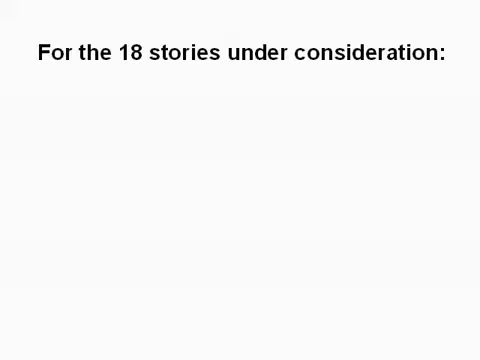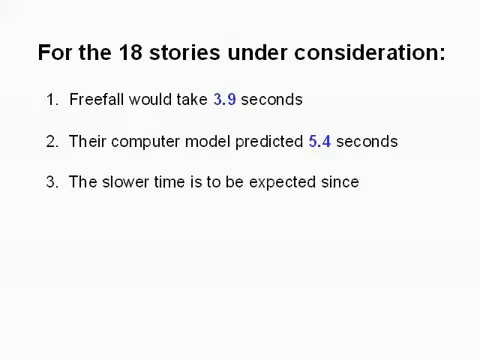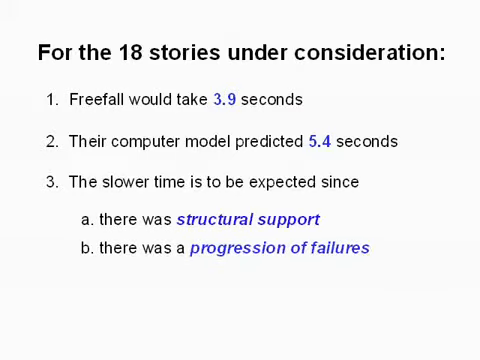Buried in all that verbiage, what Dr. Sundar is saying is, free fall for the 18 stories under consideration would have taken 3.9 seconds. However, their computer model simulating collapse required 5.4 seconds. The slower collapse time was to be expected, since there was structure supporting the building as it fell, slowing the fall, that there was a progression of failures that had to take place, and that these were not instantaneous.